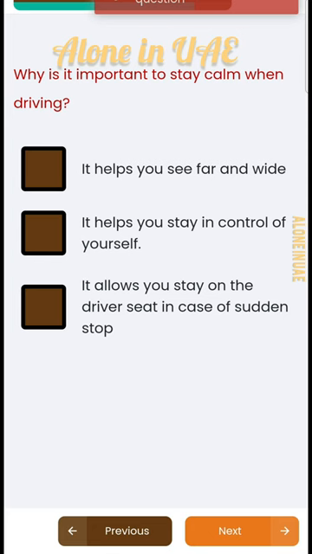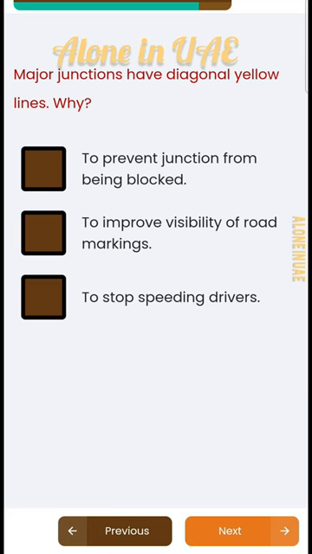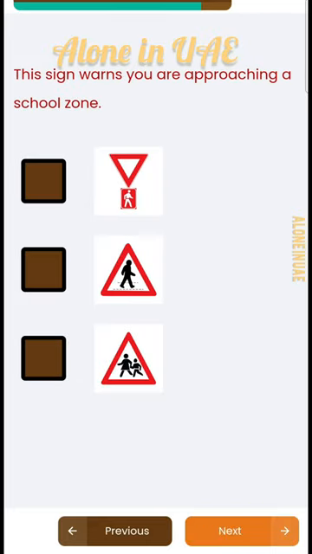Why is it important to stay calm when driving? This sign means end of dual carriageway. Major junctions have diagonal yellow lines. Why? This sign warns that you are approaching a school zone.